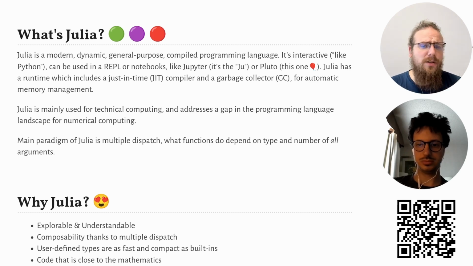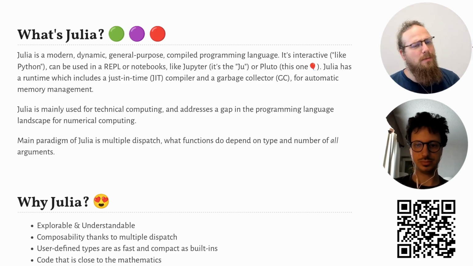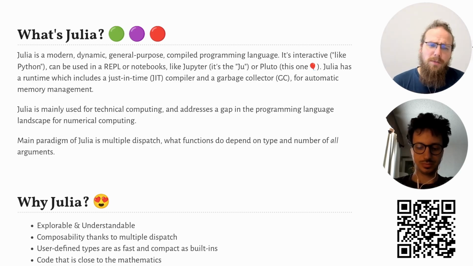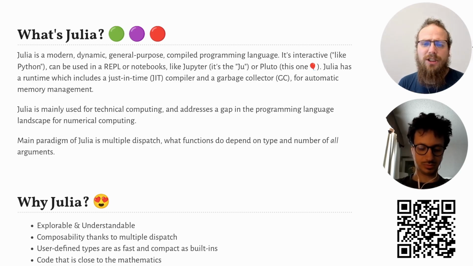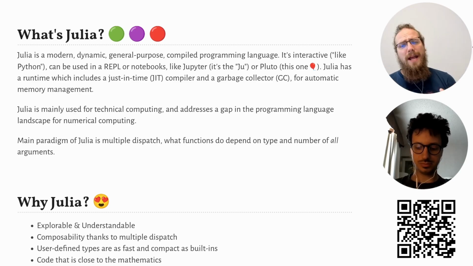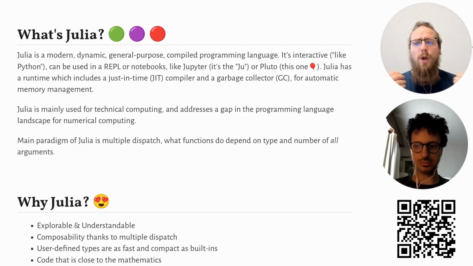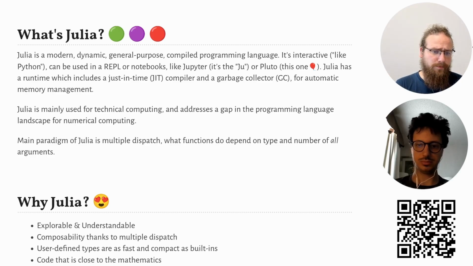Julia is mainly used for technical computing, and it addresses a gap in the programming language landscape for numerical computing that we have seen over the years. The main paradigm of Julia is not object-oriented programming, but multiple dispatch. So what functions do depends on the type and the number of all arguments, not just a few.